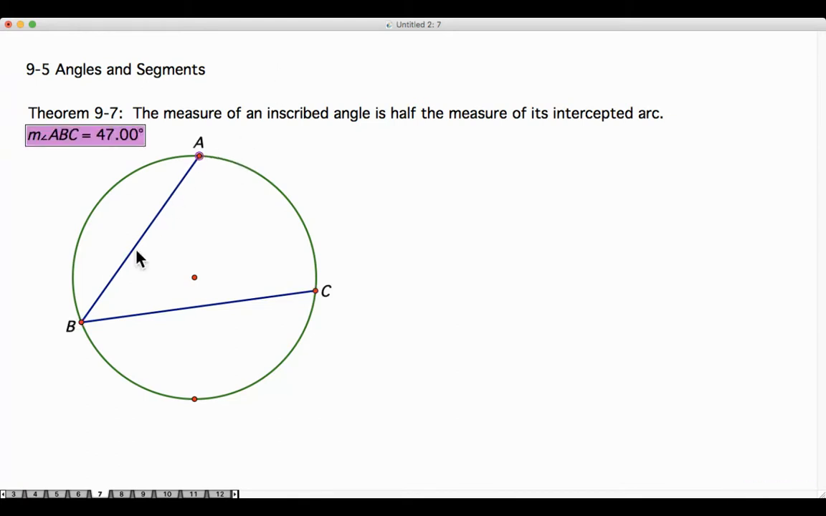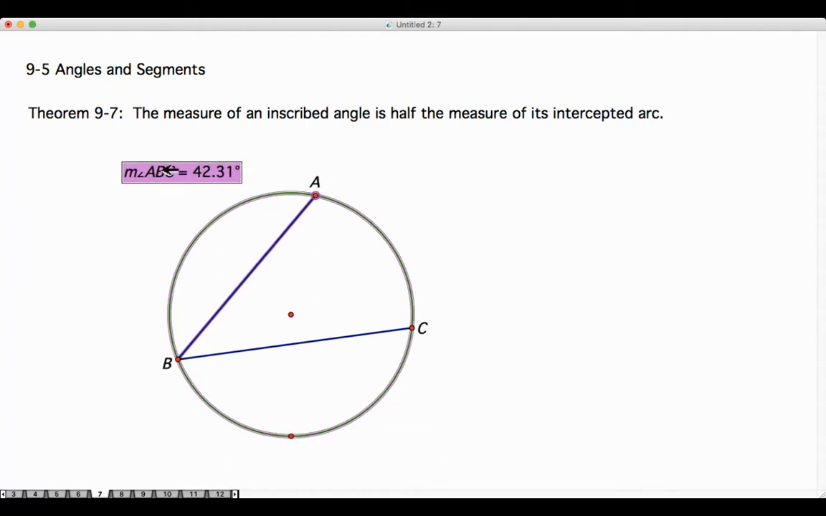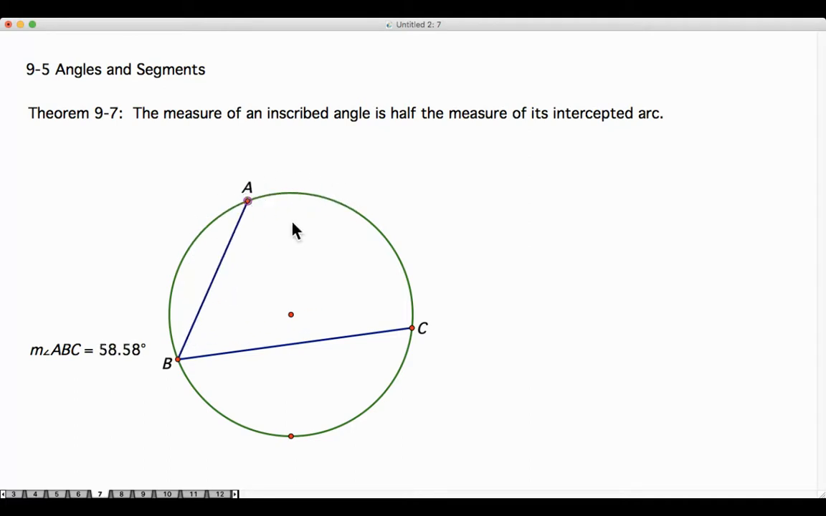Remember, inscribed means the vertex is on the circle. So since this point B is on the circle, and points A and C, of course, over here are as well, that angle, angle ABC, is an inscribed angle. And right now, that angle is around 42 degrees, but obviously we can change it here by moving this around. The theorem says there's a relationship between the measure of that angle and the measure of its intercepted arc.